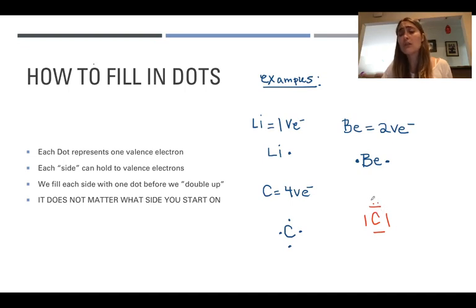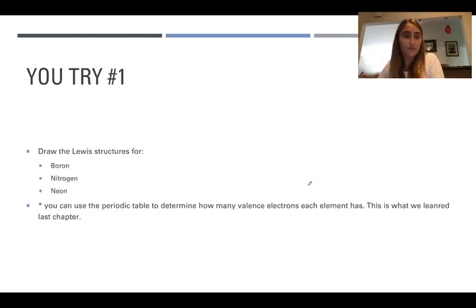You can choose how you fill each side and where you start. It doesn't matter. You can start here, you can start here. Either place is fine, just as long as you're not putting more than 2. Now, of course, some things will have only 1 valence electron, so things like lithium, there's only going to be 1 dot, and you can decide where you put that dot. Or beryllium, which only has 2 valence electrons. You could have put the dots on the top and the bottom, and that would have been acceptable as well.